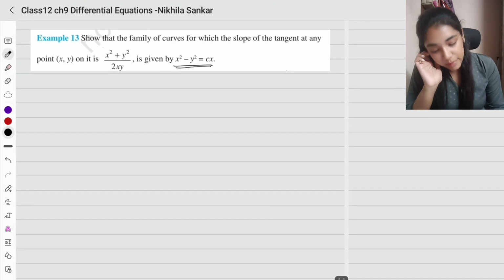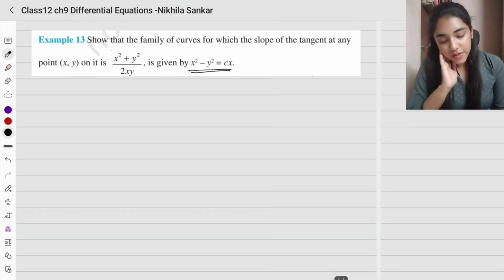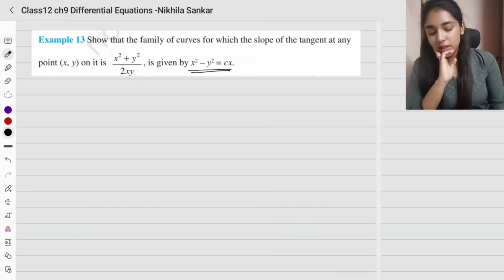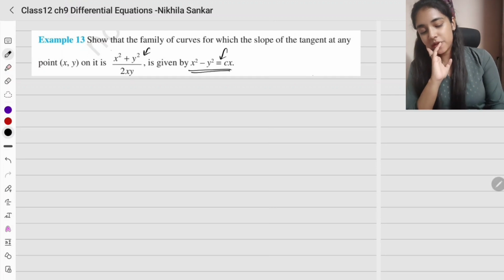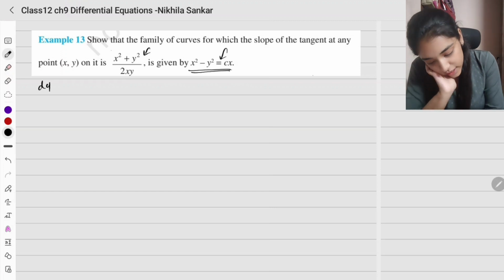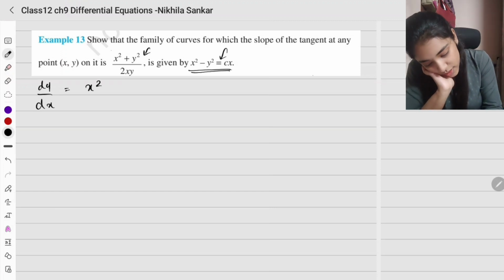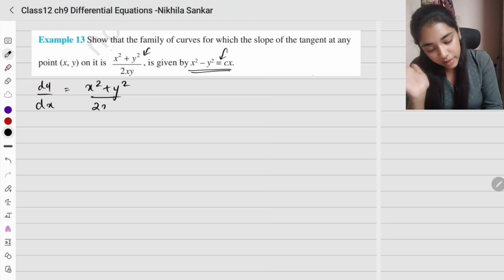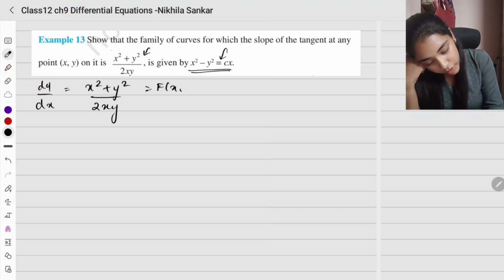Question number 13, example 13. Show that the family of curves for which the slope of the tangent at any point is given, and we have to find its equation. Okay, understood the question? Very good. Now slope, what is it? dy by dx is given, which is supposed to be x square plus y square divided by 2xy. So this is my f of x, y.